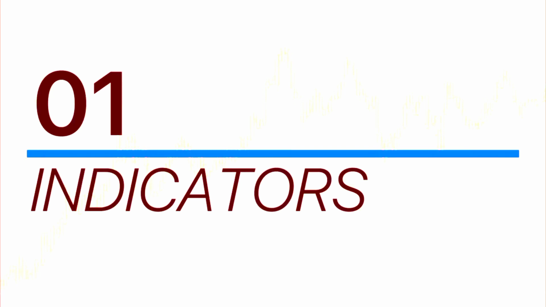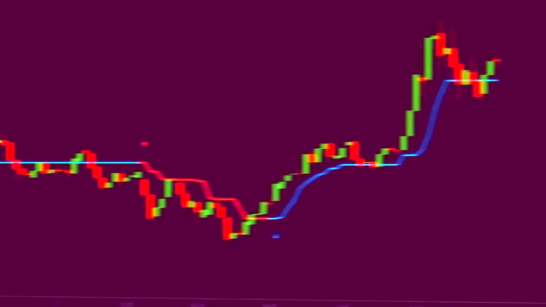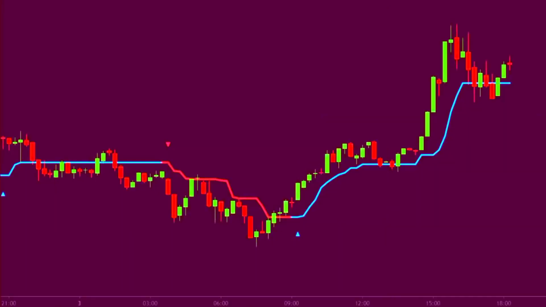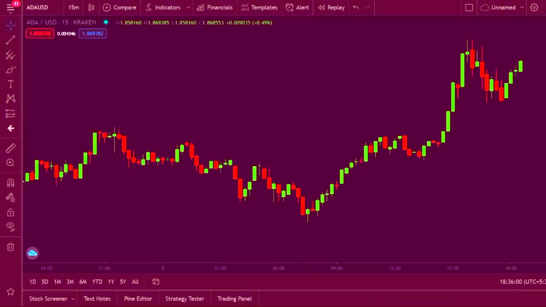First, let us discuss the indicators that we will use in our strategy. The first indicator that we will be using is called the Half Trend indicator. The indicator is available on TradingView as well as other platforms. If you want to use the indicator on TradingView, then follow these steps.